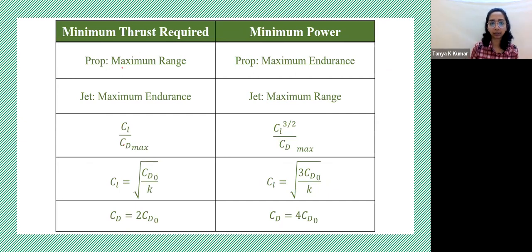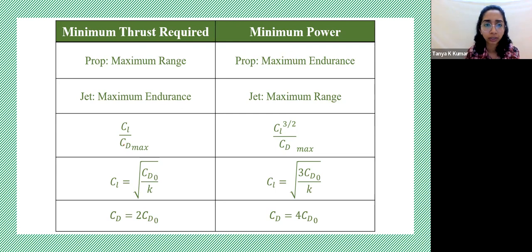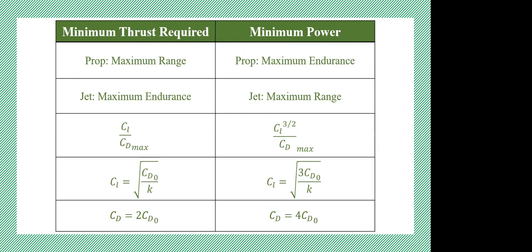For a propeller case, the maximum range corresponds to the minimum thrust required condition. And similarly, maximum endurance corresponds to the minimum power required. It's the exact opposite for jet engines. Have you noted it down? I'm noting it down, ma'am. You can take a screenshot, or these slides will be shared with you.